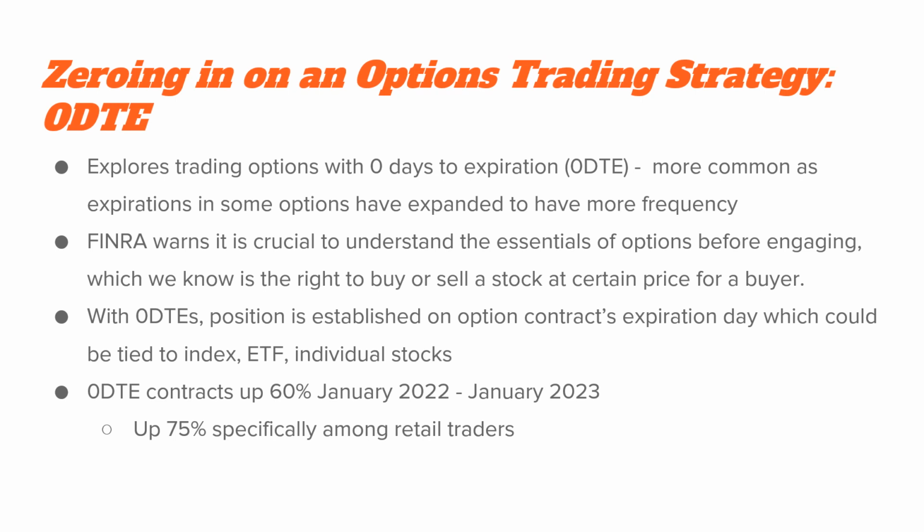This week's article, zeroing in on an options trading strategy, 0DTE, is by FINRA, which explores trading options with 0 days to expiration, 0DTE, which they say has become more common as expirations in some options have expanded to have more frequency. With 0DTEs, the position is established on an option contract's expiration day, which could be tied to an index, ETF, or individual stock. FINRA indicates that opening 0DTE contract positions among institutions and investors increased 60% between January 2022 and 2023, with retail specifically up 75% during that time.